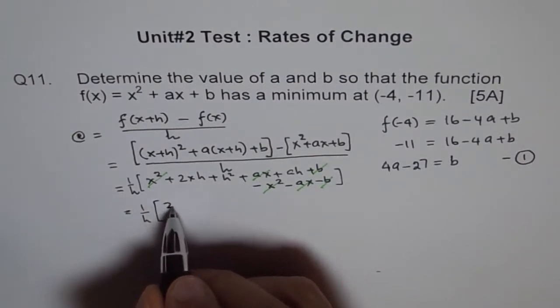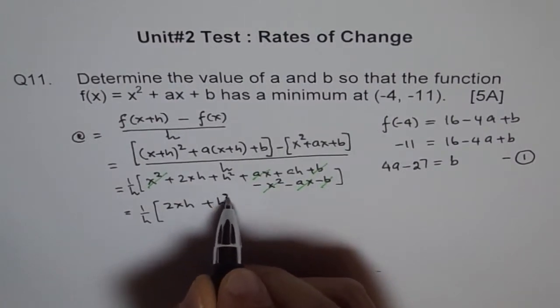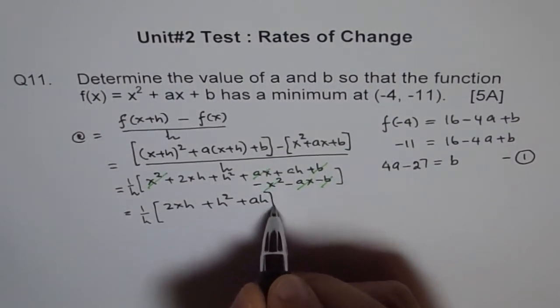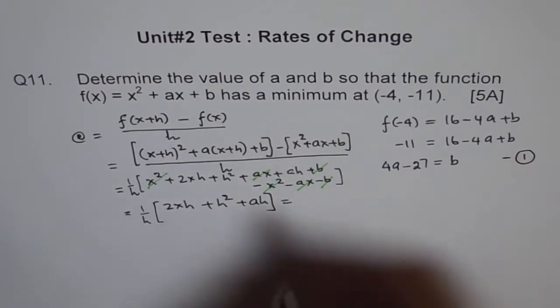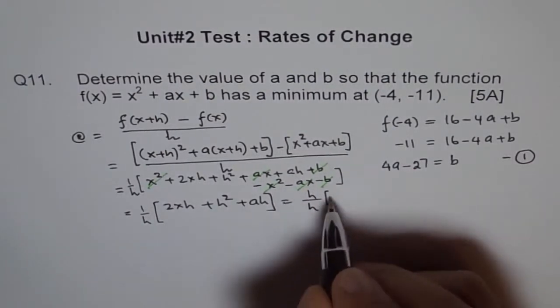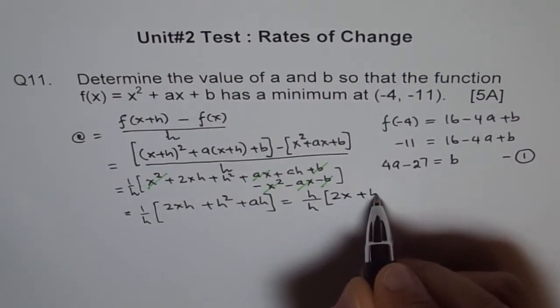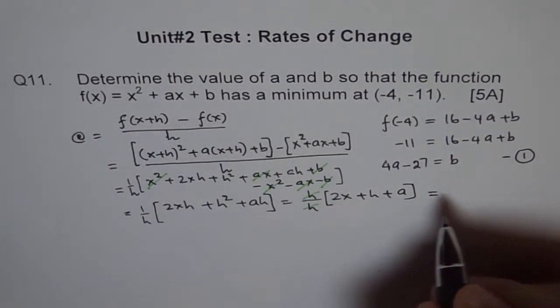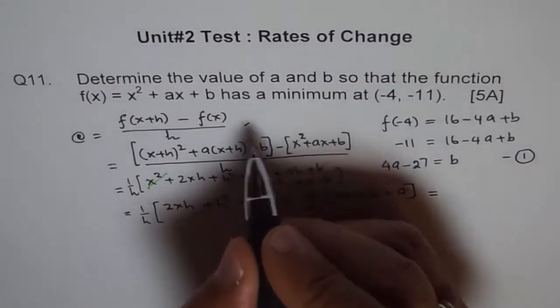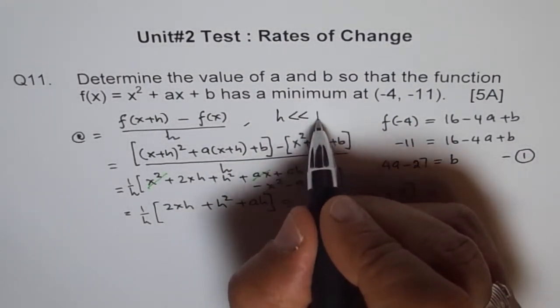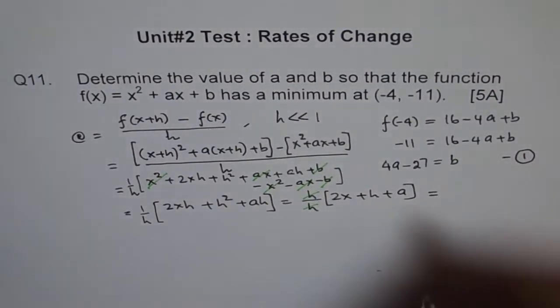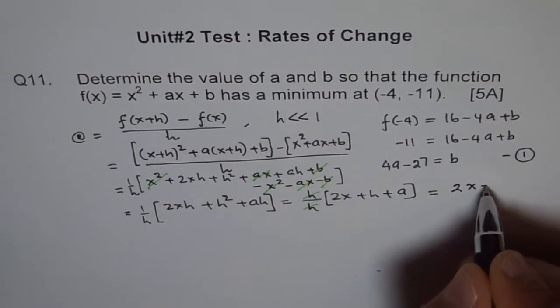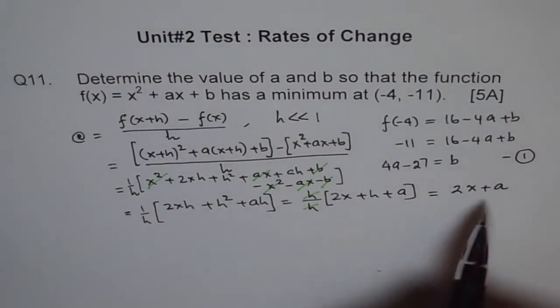Let me first write this as 2xh plus h squared plus ah. Now I can take h common and cancel, so you get h over h times 2x plus h plus a. Now since h is very, very small, say 0.001, much less than 1, we can neglect it, and therefore we get 2x plus a. So that is our instantaneous rate of change.